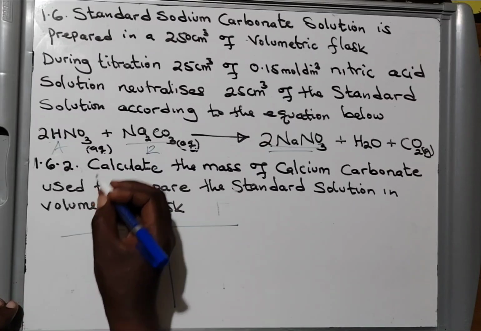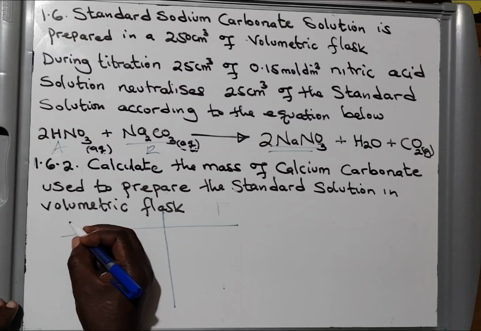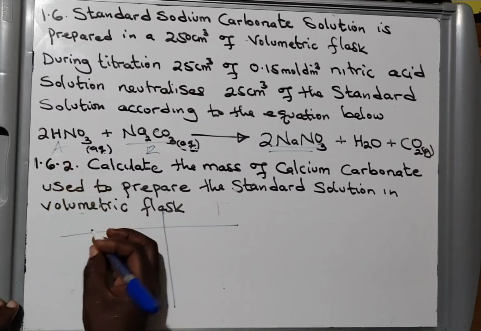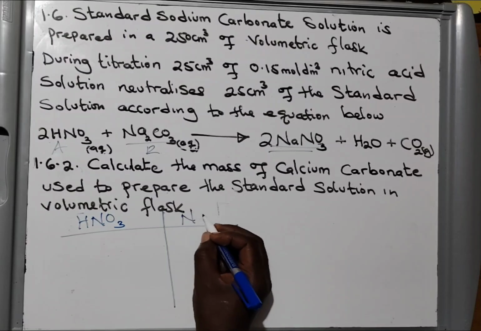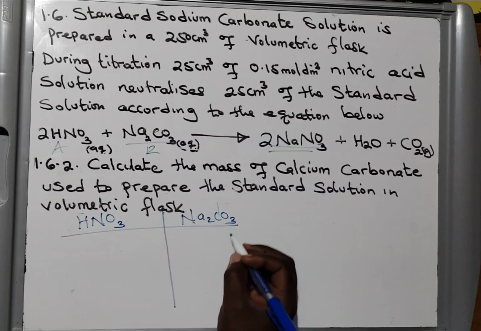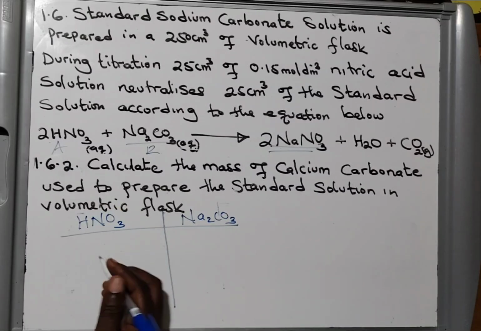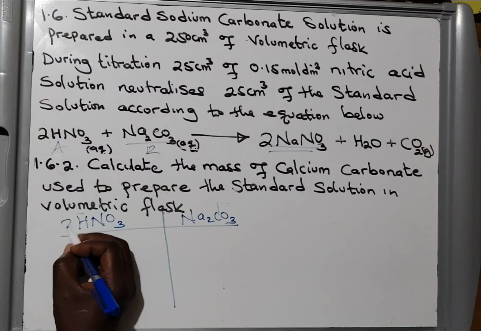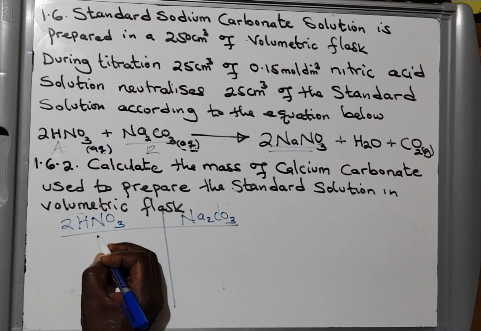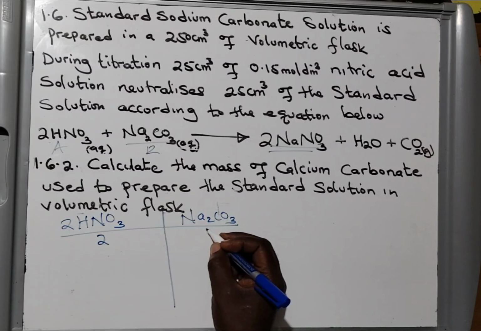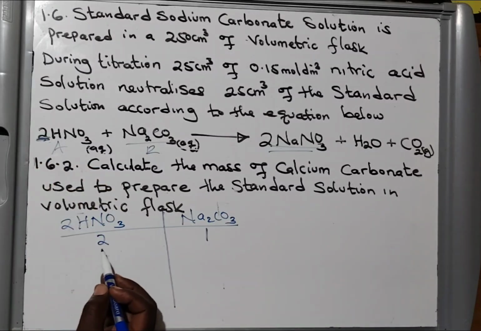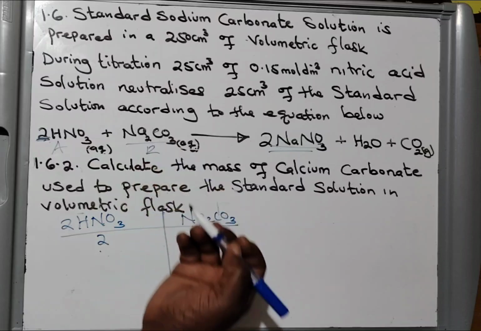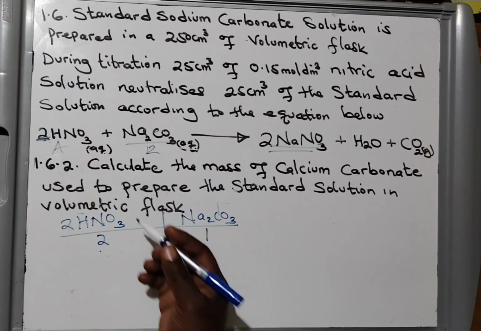One side, we can call it nitric acid. And the other side, sodium carbonate. Now, with this method, what do we do? You bring in the ratios. This side will have 2, and this side will have 1. Where do you get these numbers? We get them from the equation. This 2 is what we have put here, and then there's a 1 there which we have not written. It is here.